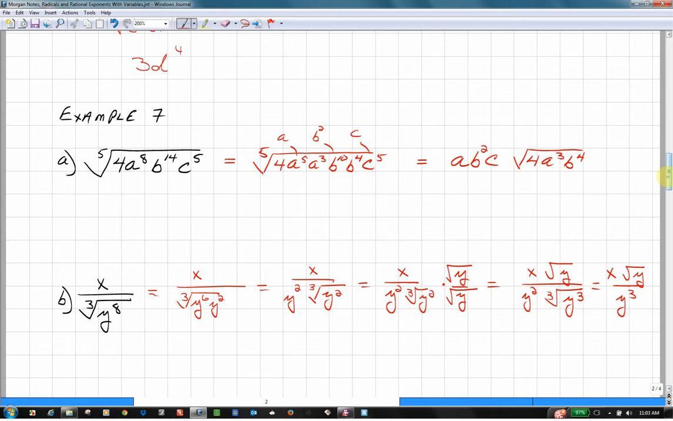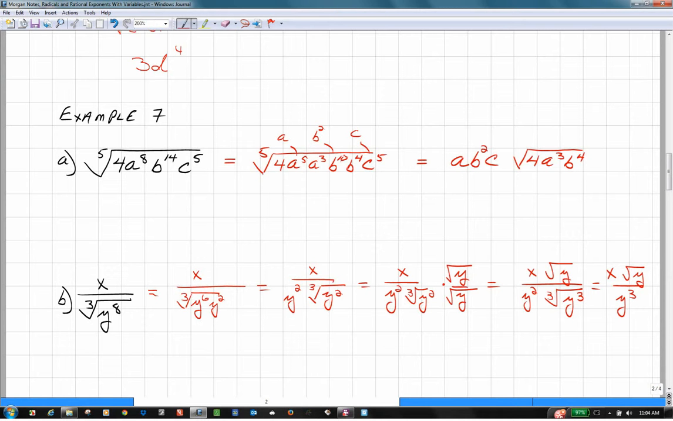Now, a to the 8th, I could break that up or think of it as a to the 5th times a to the 3rd, where a to the 5th will come out as an a. For the b to the 14th, I could think of that as b to the 10th times b to the 4th, where b to the 10th would come out as b squared, 10 divided by 5, leaving me with a b to the 4th still underneath the radical. Okay, so the b to the 4th stays under the radical along with the a cubed.